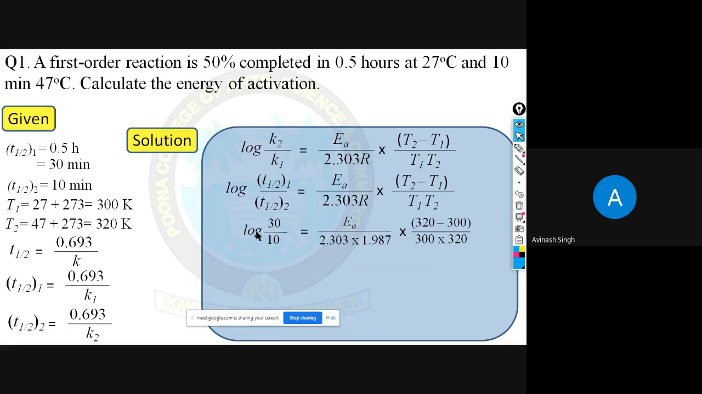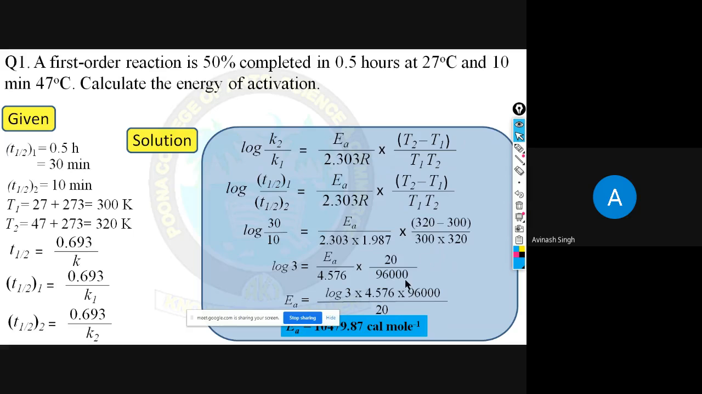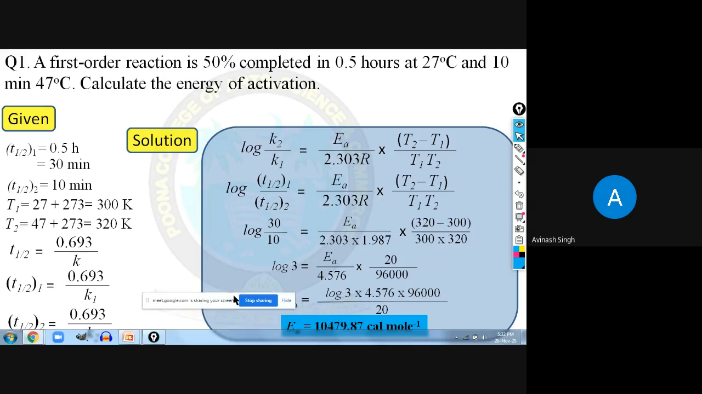So let's substitute log of 30 by 10, energy of activation. I put the value of R as 1.987 because I'm going to write the answer of energy of activation in calories. T2 minus T1, T1 into T2. Solving this, the solution is 10479.87 calories per mole.